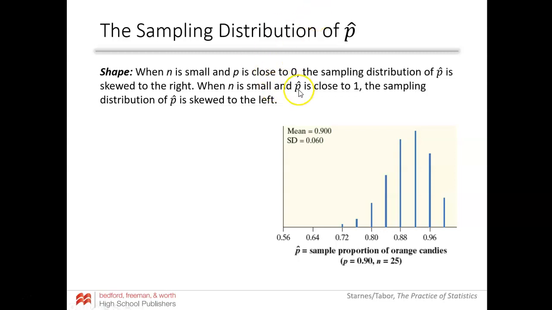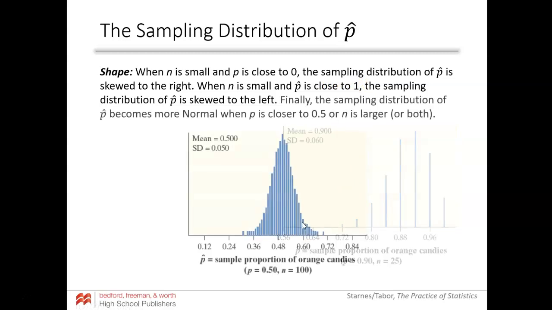When n is small but the p value is close to 1, you're going to have this skewed to the left business. And finally, we notice that the sampling distribution of p hat becomes more and more normal when the value of p is closer to 0.5 or n is larger, or even better, both.